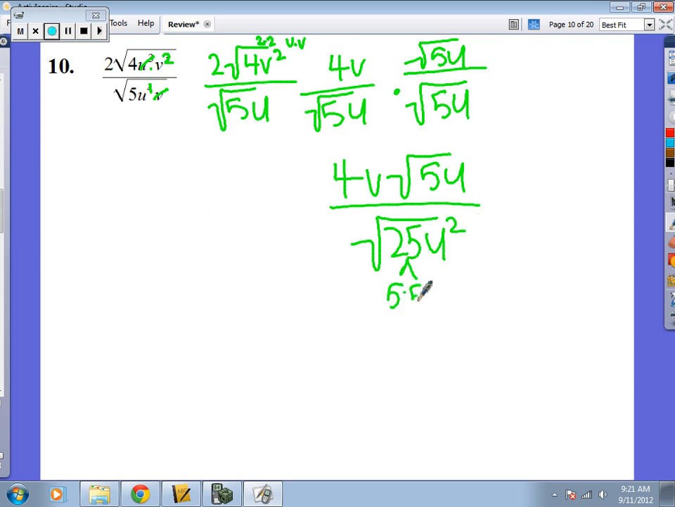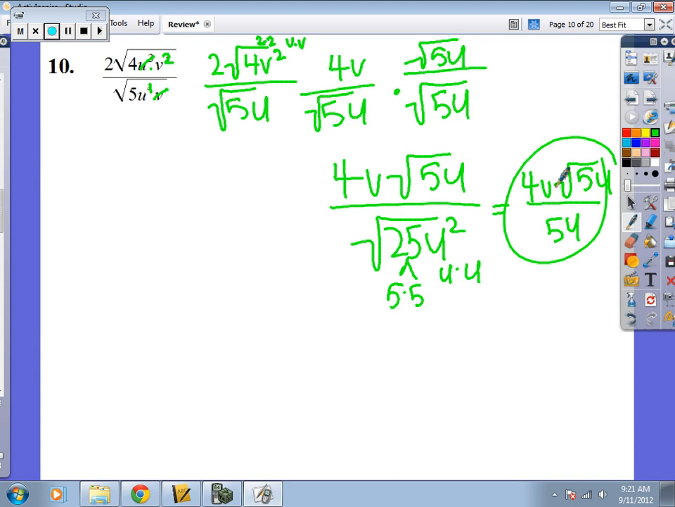Then you can simplify your 25, and then you get 4v on the square root of 5u over 5u.